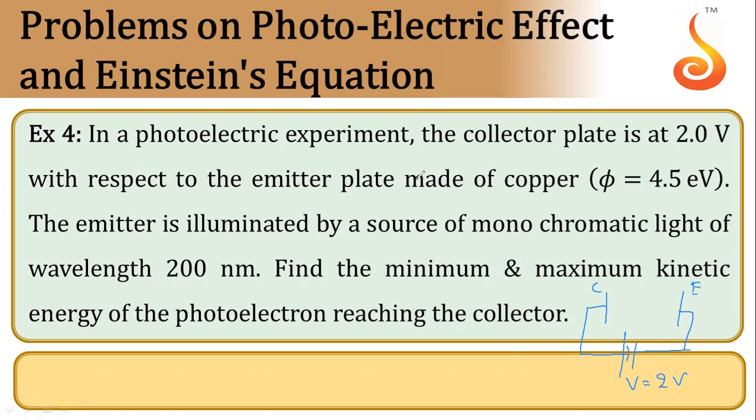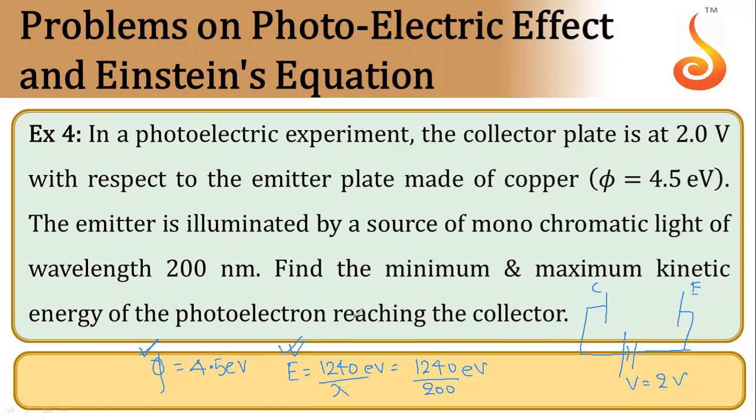They have given that work function of the copper is 4.5 electron volts. The emitter is illuminated by a source of monochromatic light of wavelength. So they have basically given you energy formula 1240 divided by lambda in electron volts. So that is 1240 divided by 200 electron volts. So they have given you the value of incident energy, work function they have given, and they're asking you to find the minimum and maximum kinetic energy of photoelectrons.